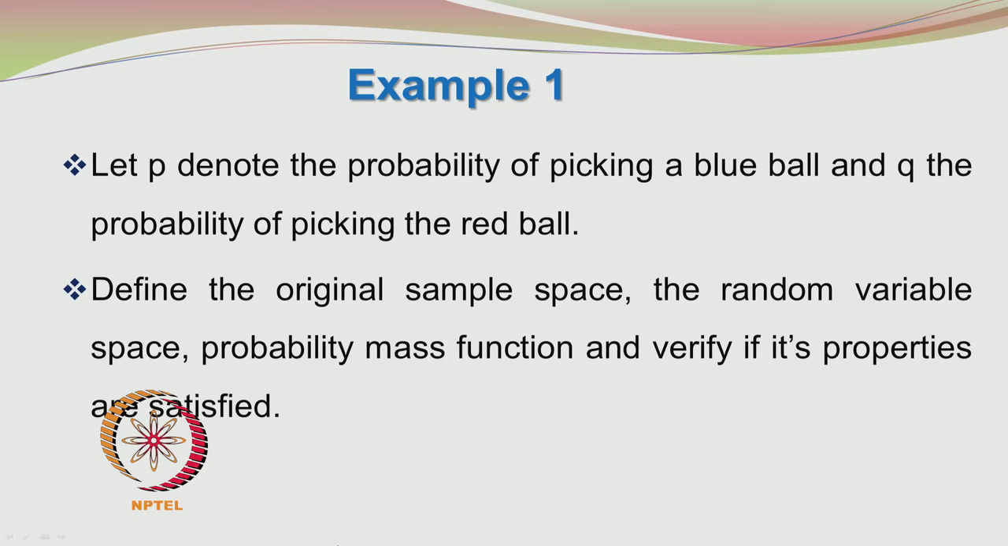Let P denote the probability of picking up a blue ball and Q the probability of picking up the red ball. Okay. And the question is, you have to define the original sample space, the random variable space, the probability mass function and verify whether its properties are satisfied. Okay.